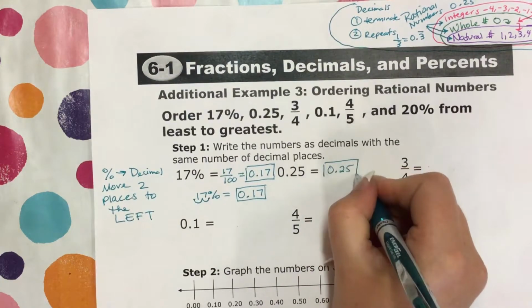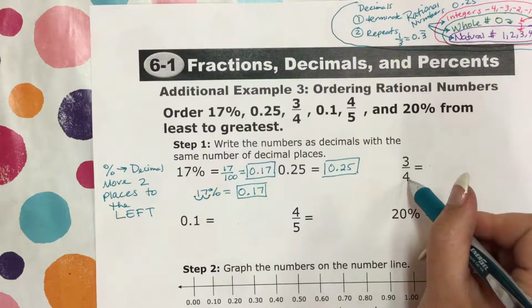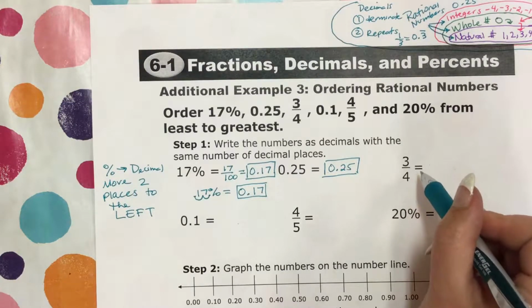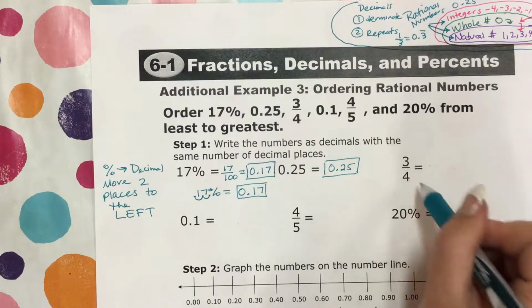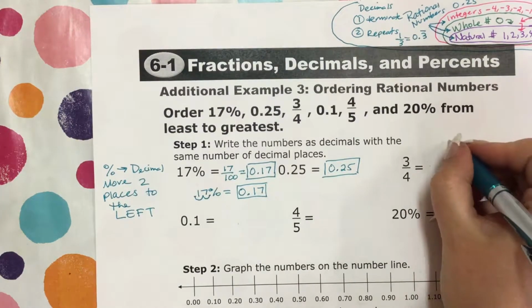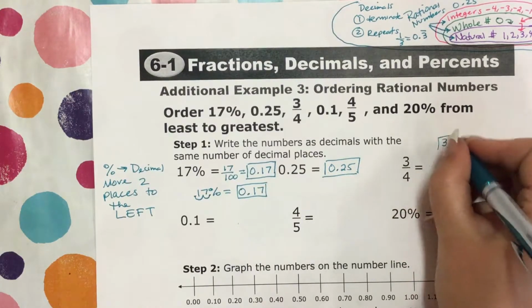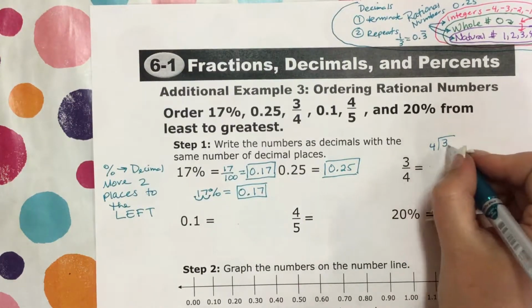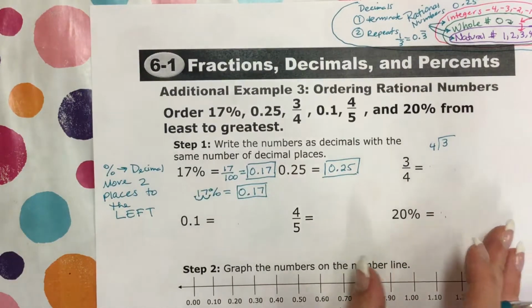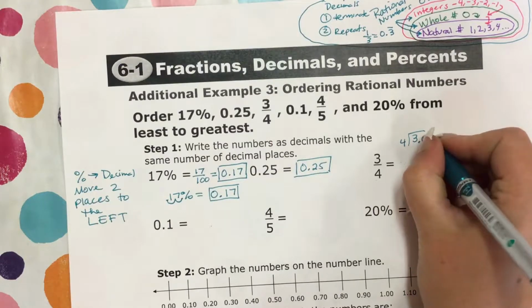So that's perfect. We have 3/4. So this is a fraction. We want to write it as a decimal. So I'm going to go ahead and do long division on this one. This is 3 divided by 4. Does 4 go into 3? No, it does not. So I need to add the decimal and add a 0.